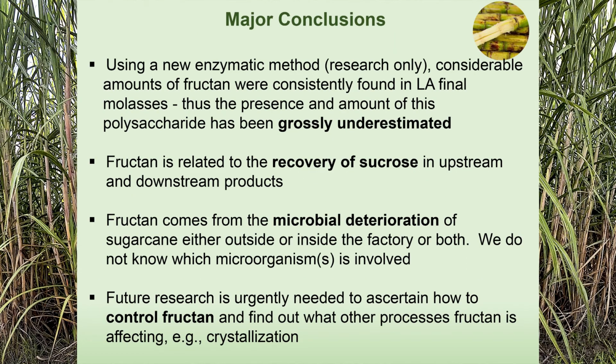So finally, obviously we've just hit the tip of the iceberg here, but by using the new enzymatic method, which is research only, we now know there's considerable amounts of fructan in Louisiana final molasses and other downstream products, and the presence and the amount of this we have grossly underestimated. We think it's related generally to the recovery of sucrose in upstream and downstream products, but we need to do more work. It comes from microbial deterioration.